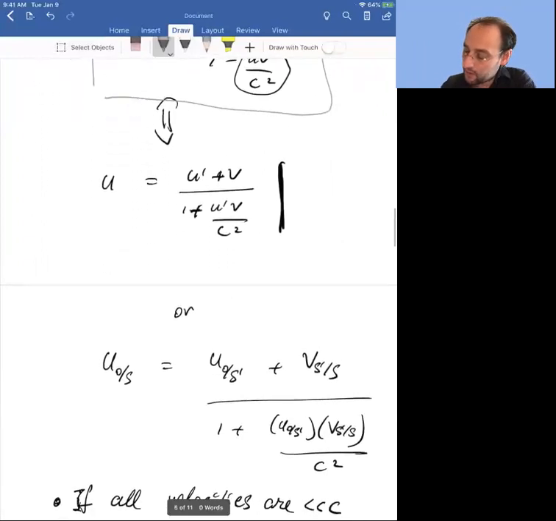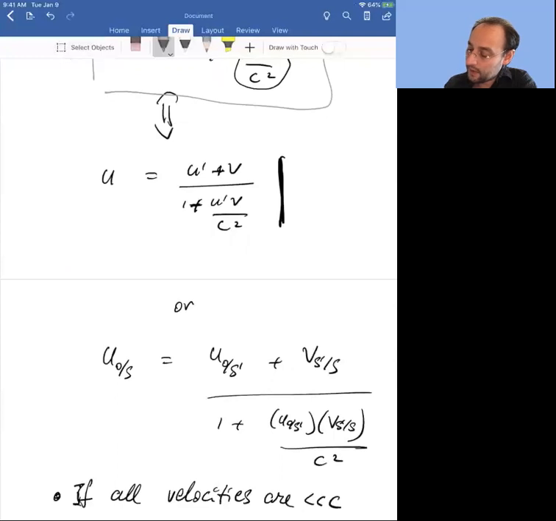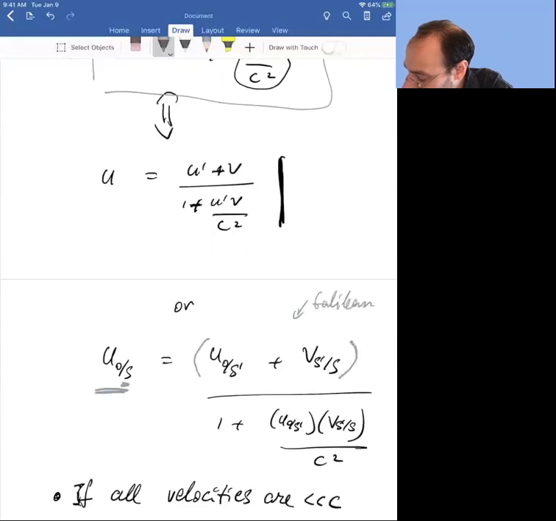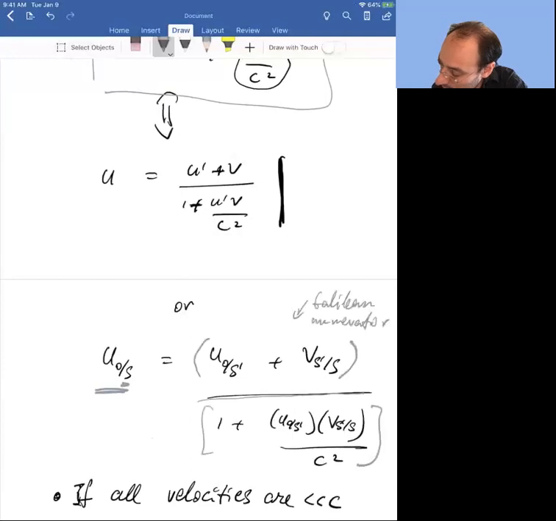So if I put the subscripts back, this would say the velocity of the object relative to frame S is the velocity of the object relative to frame S prime plus the velocity of frame S prime relative to S. So this is just the usual Galilean numerator. The numerator is the same as before. You already know the regular velocity addition formula, and it gets an update, it gets a denominator. So this is the new update.